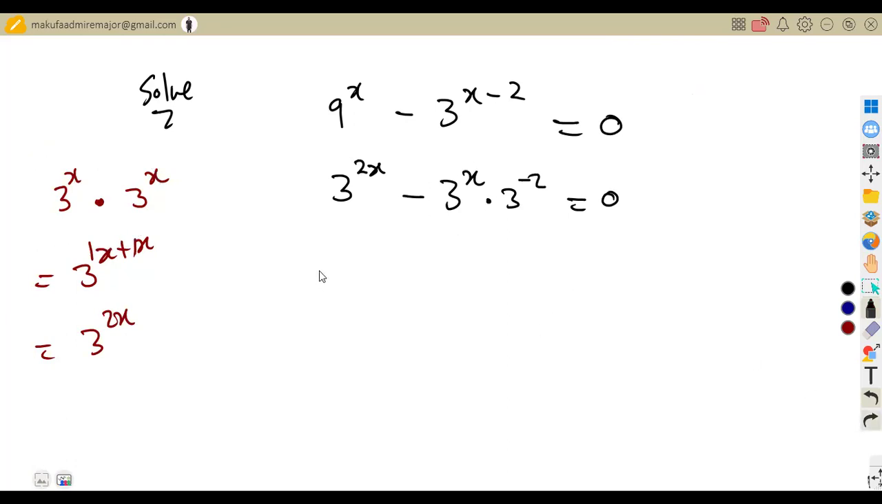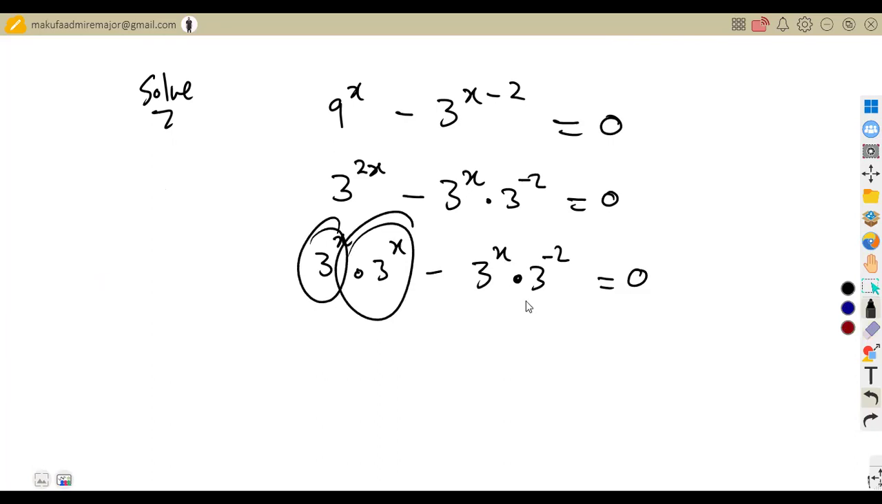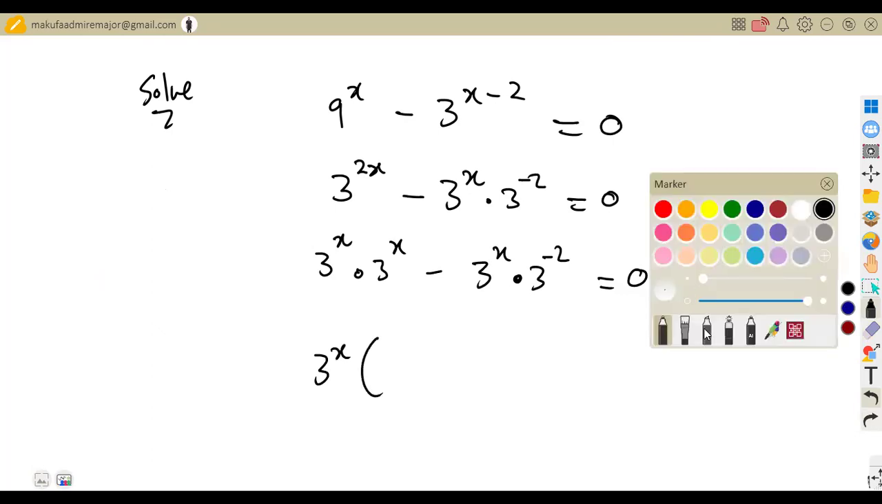Okay, let us write and see. 3 to the exponent of x times 3 to the exponent of x minus 3 to the exponent of x times 3 to the exponent of minus 2 is equal to 0. Okay. We have written in terms of 3 to the exponent of x, which is fine. So we can factor out the 3 to the exponent of x because it's common between the two terms.